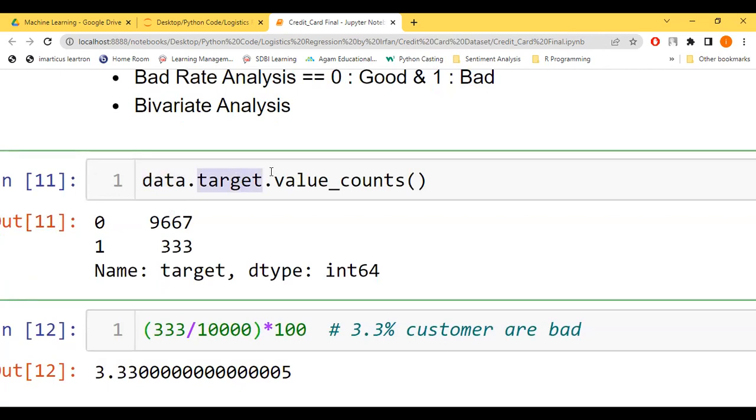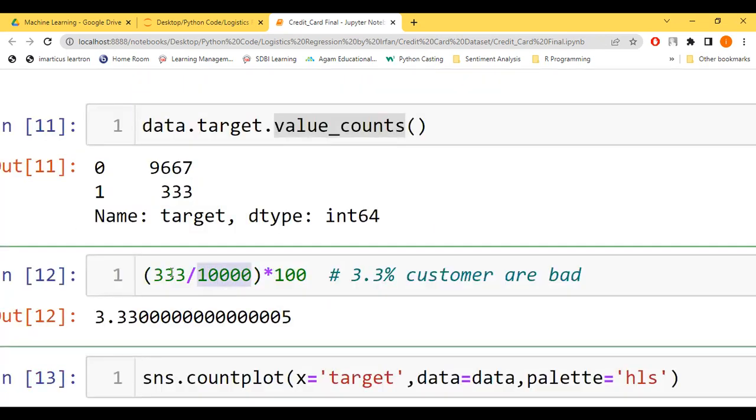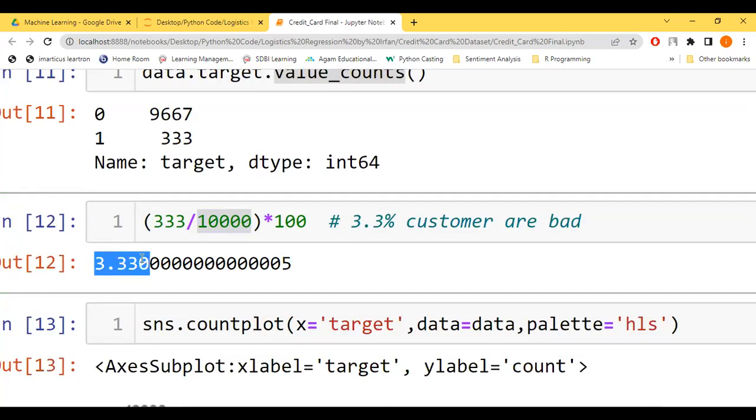For data, target, give me the value counts. How many 1s do we have? And how many data points do we have? So 333 divided by 10,000. Give me the number of rows. So how much percent bad rate do we have? So 3.3% is the bad rate of my data. It means out of 10,000 customers, 333 customers have not paid the money. Clear?